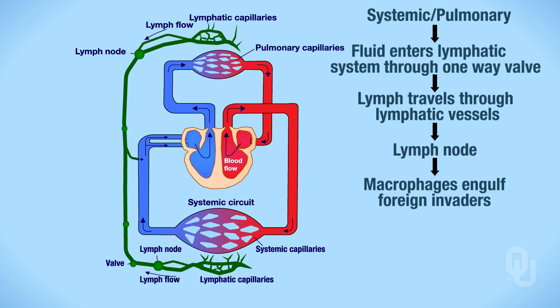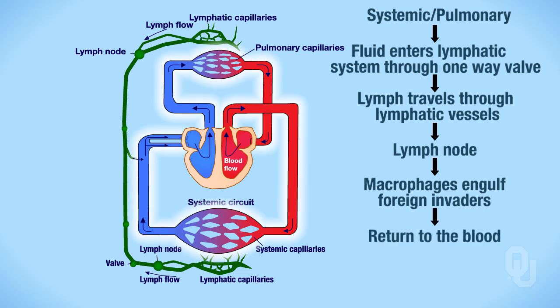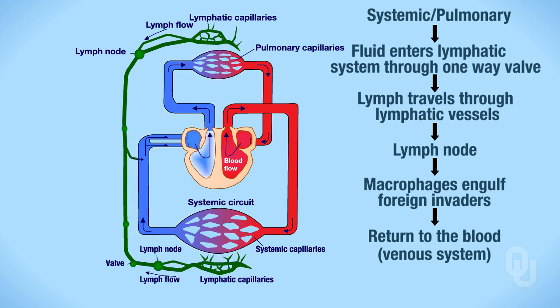And eventually, the lymph will return to the blood, specifically the venous part of the circulatory system, which takes the blood to the right atrium, back through the heart and back to the body, and filtered again via the lymphatic system. So that is the generalized scheme for the lymphatic system.